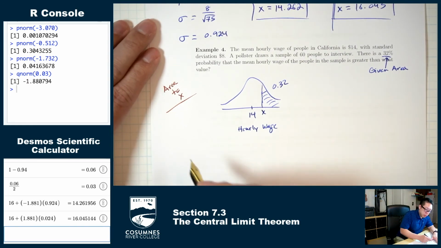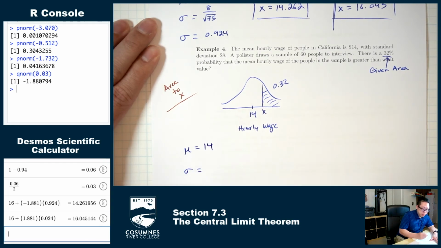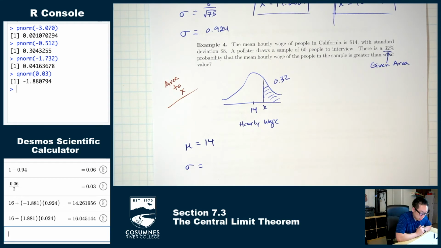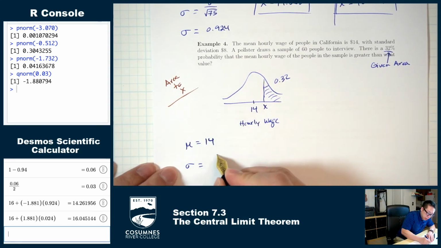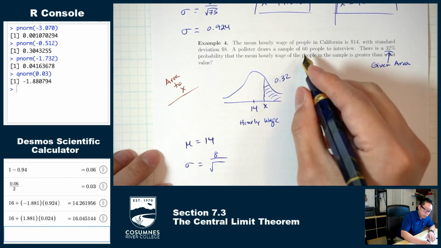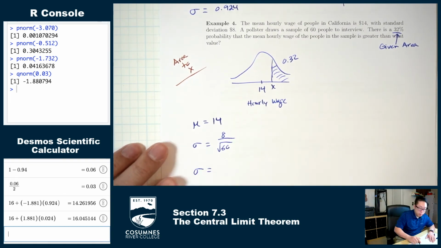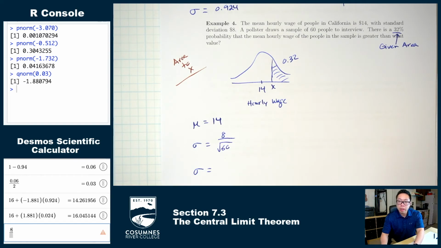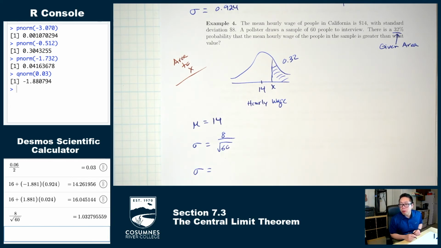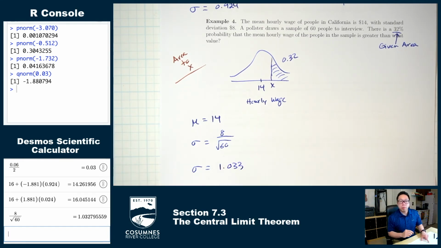Next up, let's write down my mean. My mean is 14. And let's write down my standard deviation. Standard deviation is going to be 8 divided by the square root of my sample size. So how many people are we talking about here? 60 people. So 8 divided by the square root of 60. So my standard deviation is going to be 8 on top, square root of 60 on the bottom, which is 1.033. That's rounded to 3 decimal places.